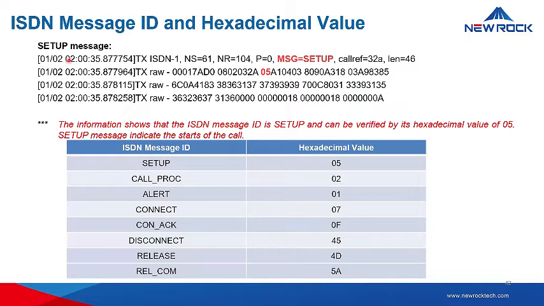Here, let us see the ISDN message ID and the hexadecimal value. This is the setup message, and it can be verified by the setup message that starts a call. Here 05 is the hexadecimal value for setup. If this is 07, it refers to connect. Otherwise, it shows 45 here, and that is for the disconnect message.